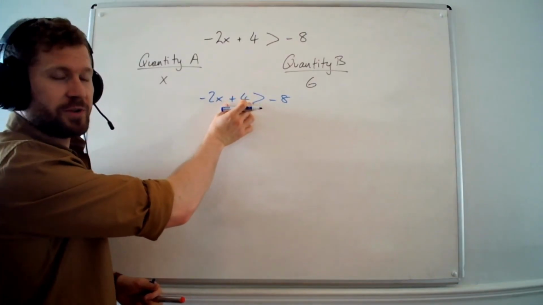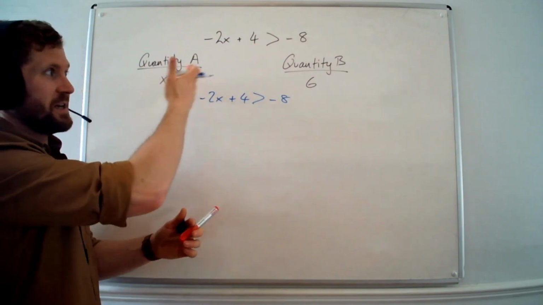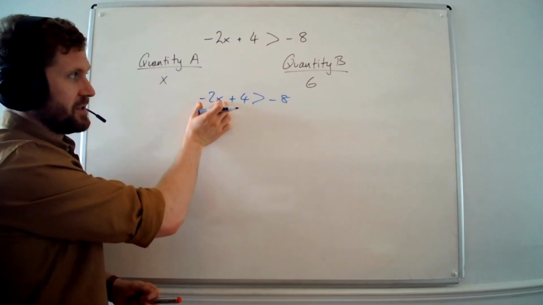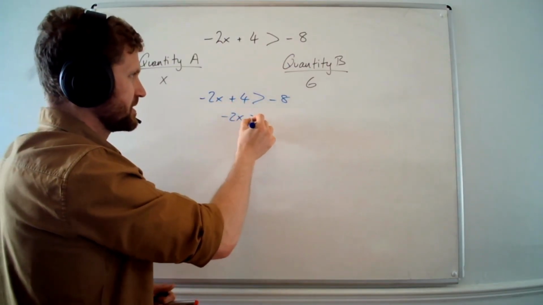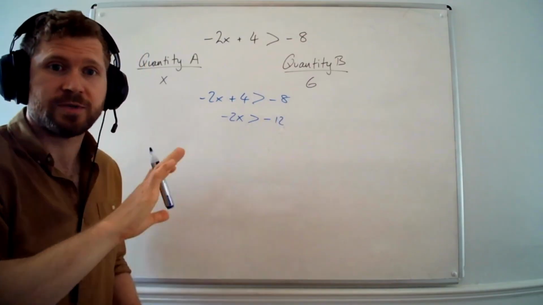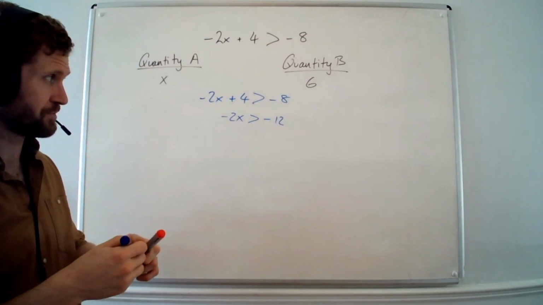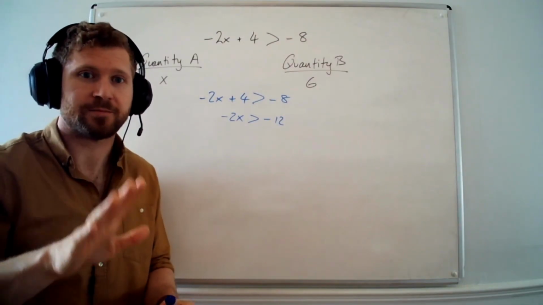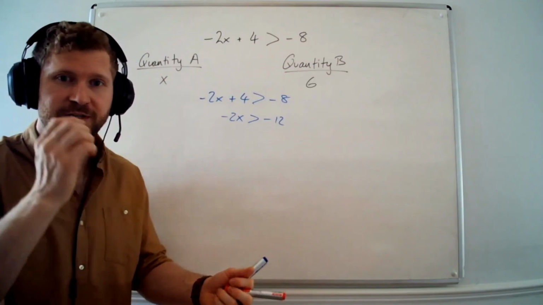So if I've got a plus 4 on this side, I want to isolate the x values to find out, well, is x bigger than or less than 6 in terms of this question? So if I want to isolate this x value, I would subtract 4 from both sides, and we get negative 2x is greater than negative 12. So addition and subtraction works just like an equal sign. Nothing's changed there. Now, at this point, there's a couple of different paths we could take. I'm going to show you both of them, talk you through the differences, and why you might prefer one over the other.